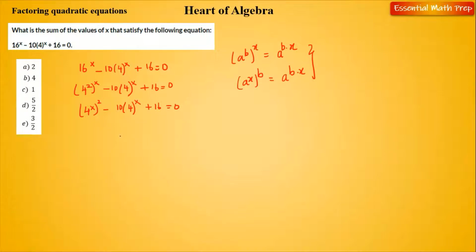So now we can say that a equals 4 raised to the power x. Then this whole expression simplifies to a squared minus 10a plus 16 equals 0. So we want 16 a squared and we want negative 10a. How could we go about doing this?